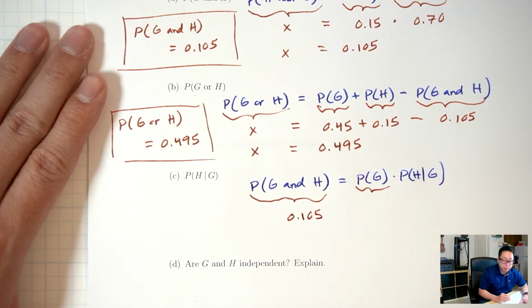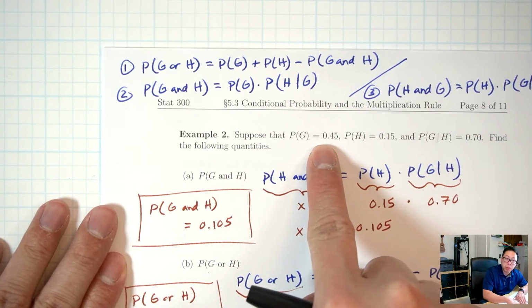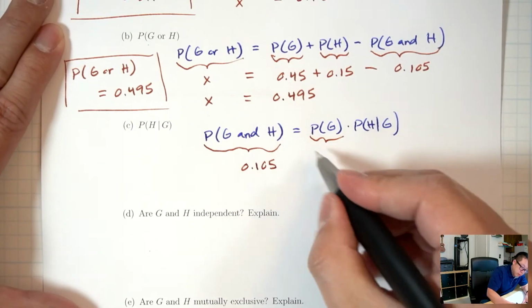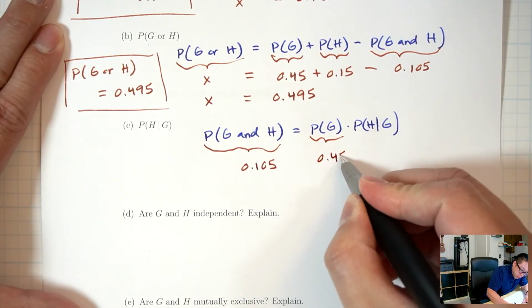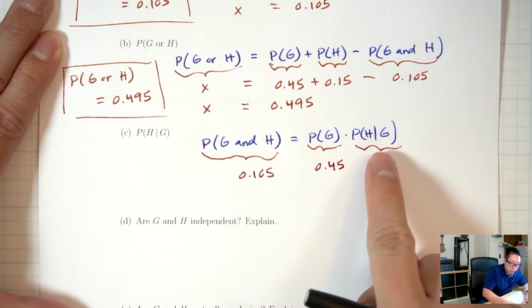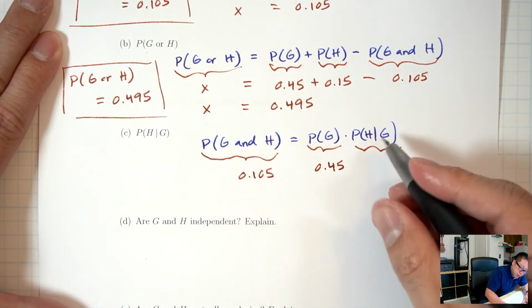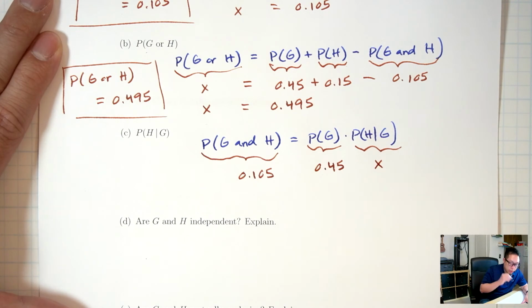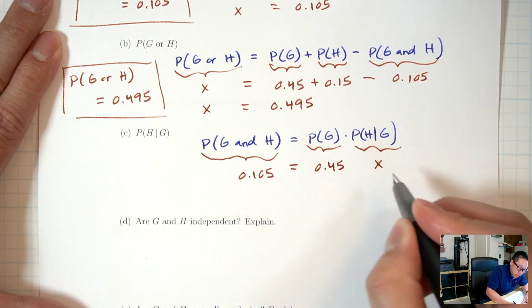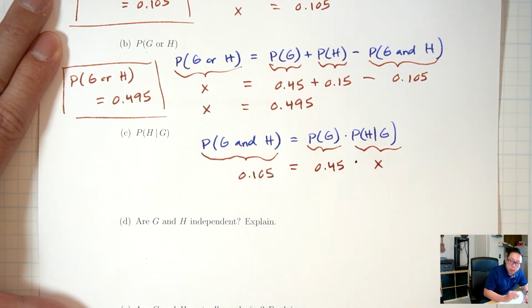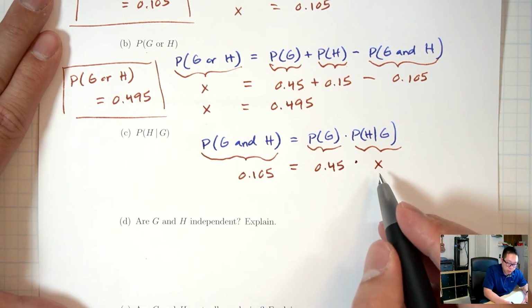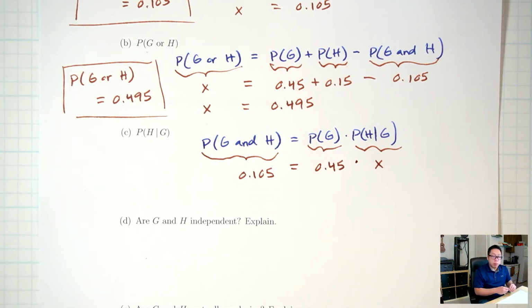G was in the original problem. It's 0.45. H given G, that's what we're looking for. So let me call that x. And then we'll go through and fill in the symbols. So there's an equal sign here. There's a multiplication between those two, the 0.45 and x. And then your job is to get the x by itself.